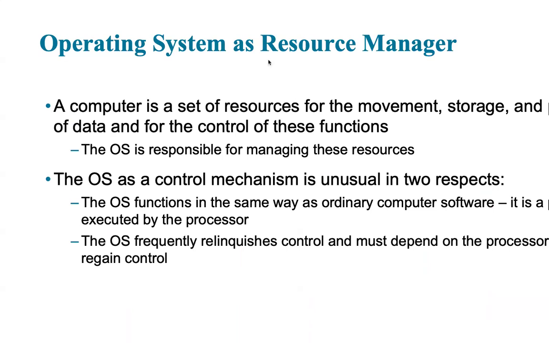The operating system acts as a resource manager. It's a conductor, if you will. A computer is a set of resources for the movement, storage, and processing of data, and for the control of these functions. The operating system is responsible for managing these resources. The operating system as a control mechanism is unusual in two respects. It functions in the same way as ordinary computer software: it is a program executed by the processor. And it frequently relinquishes control and must depend on the processor to allow it to regain control.